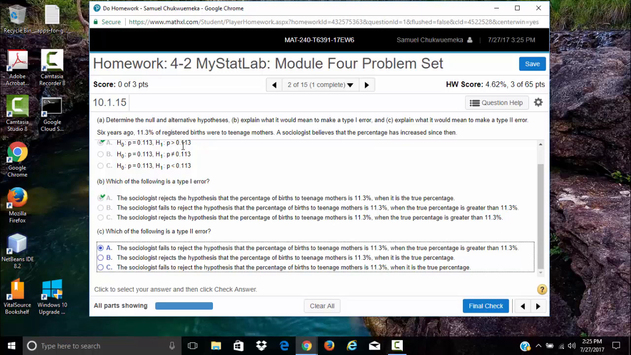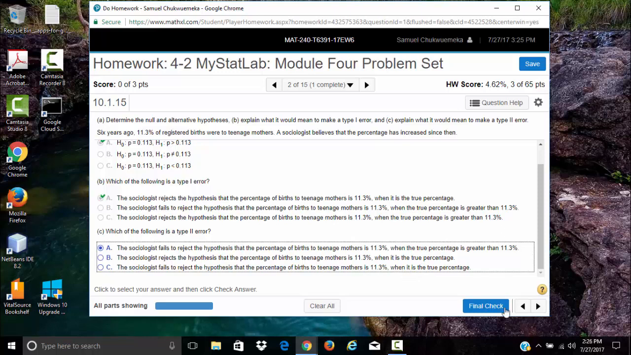Okay, that's the actual thing that is true. The null is not true, but you fail to reject it. Okay, so that's why it has to be A. You fail to reject the null even though it's not true. It's not going to be C. C means you fail to reject the null even though it's true. No, that's not a type 2 error.